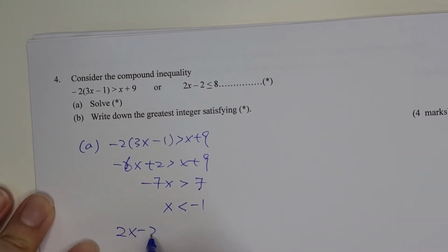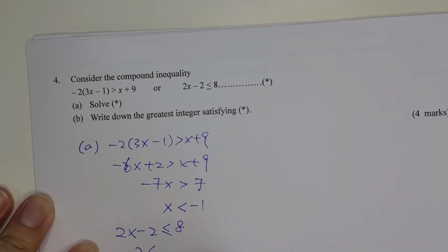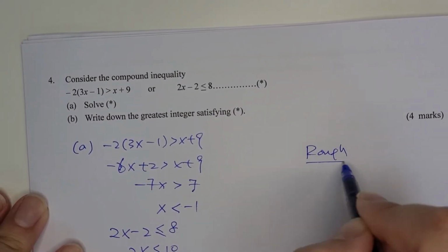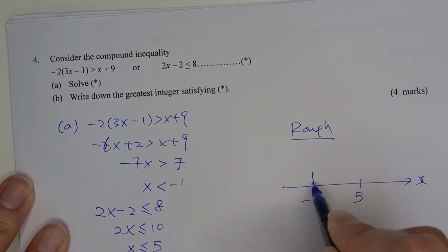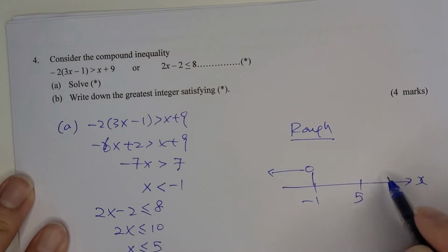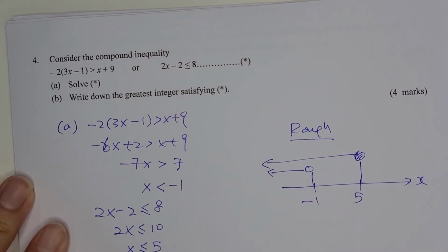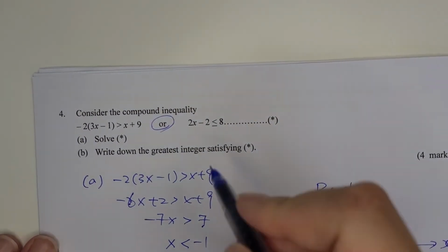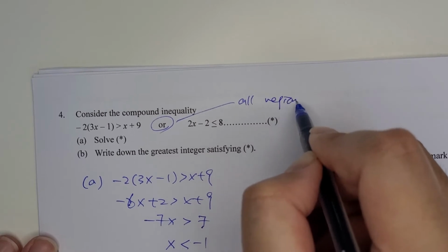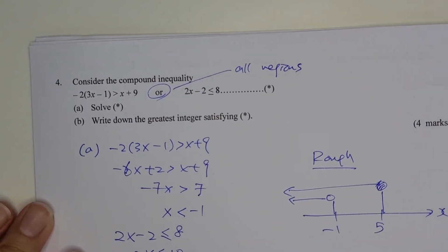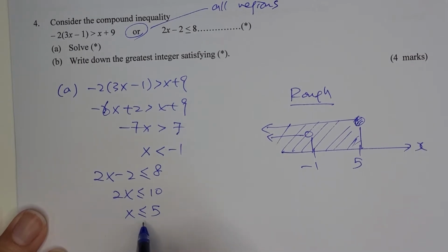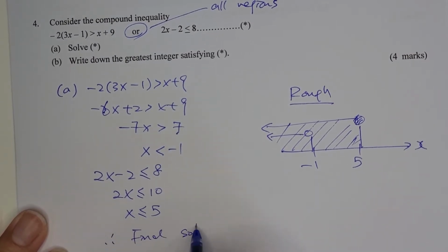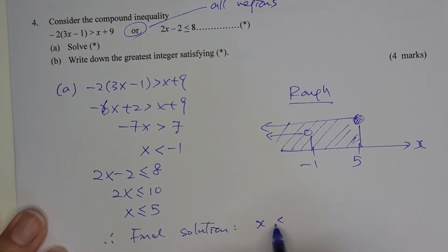Now the second inequality, 2x minus 2 less than or equal to 8, 2x less than or equal to 10, x less than or equal to 5. So in your rough work, you can try to draw the solution graphically. Negative 1, 5, x is less than negative 1 here, and x is less than or equal to 5 here. Since the word is OR, I want all the region, not just the overlap region, but all the region. So the greatest region we covered is x less than or equal to 5. Therefore the final solution is x less than or equal to 5.